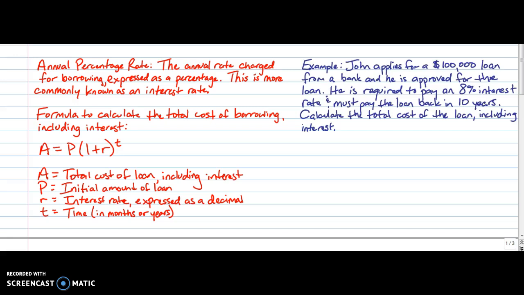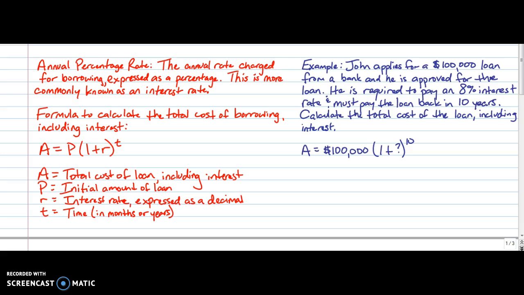So here's an example. Okay, John applies for a $100,000 loan from a bank, and he is approved for his business loan. The bank is requiring him to pay 8% interest, and he must pay the loan back in 10 years. So our job, what we want to do, is find out what the total cost of the loan would be, including the interest payments. This would give us the most accurate indicator of how much money we're actually going to have to pay back to the bank. Because as you're going to see, it's going to be much more than the $100,000 that John is borrowing.